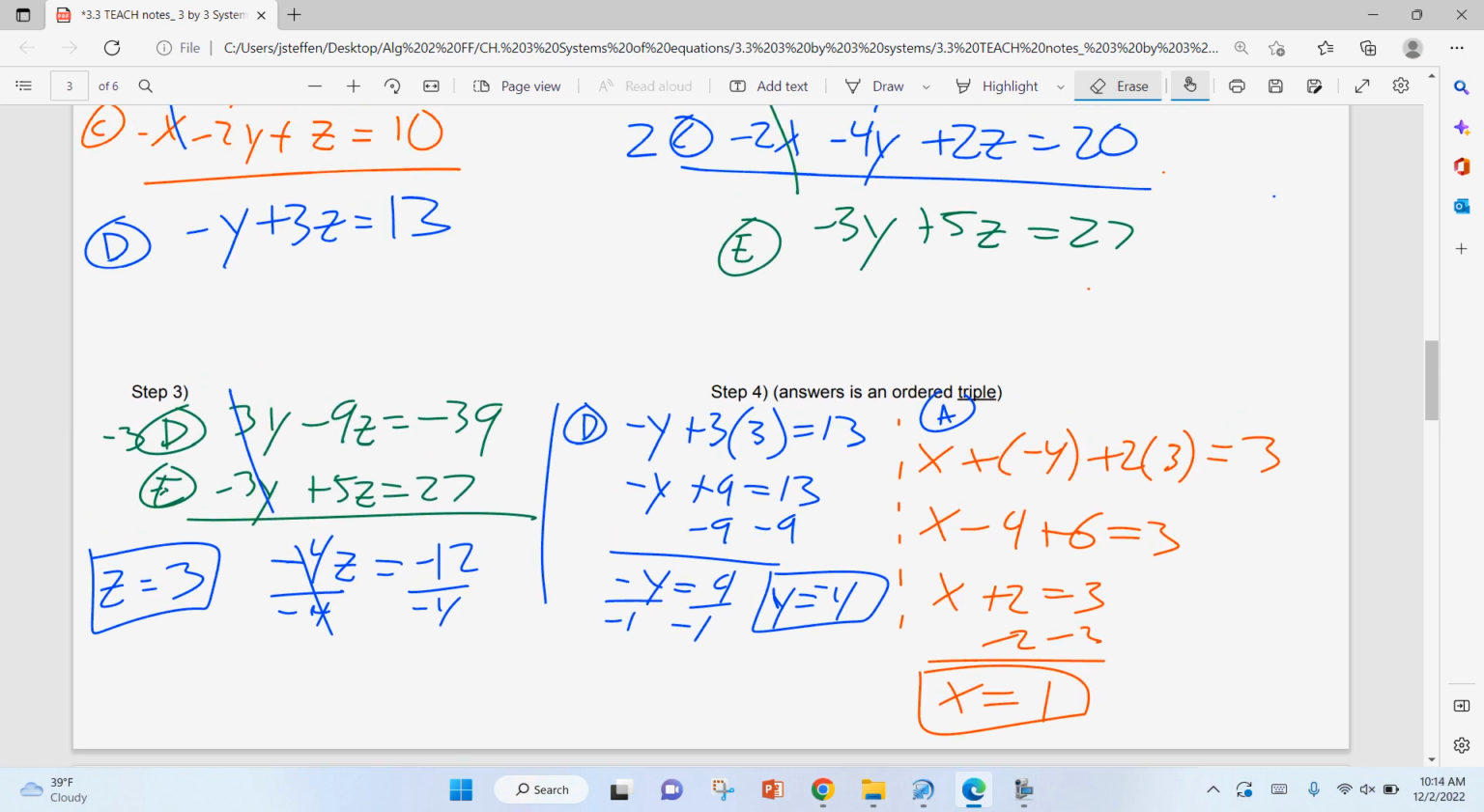So it goes in alphabetical order. My x comes first. So I have 1. My y is -4. My z is 3. That is your answer.